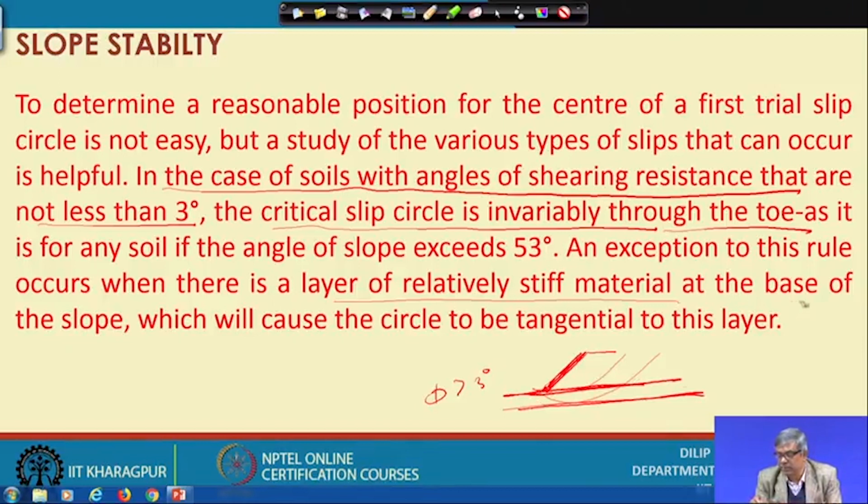If there is a steep material at the base of the slope, then for the same condition, whatever was going through the toe, it may go here and be tangential to this. So, I will show in the next slide. There is a layer of relatively steep material at the base of the slope, which will cause the circle to be tangential to it. I will draw two slopes, one is this and this. If phi is greater than 3 degrees and beta greater than 53 degrees, then your failure is something like that.